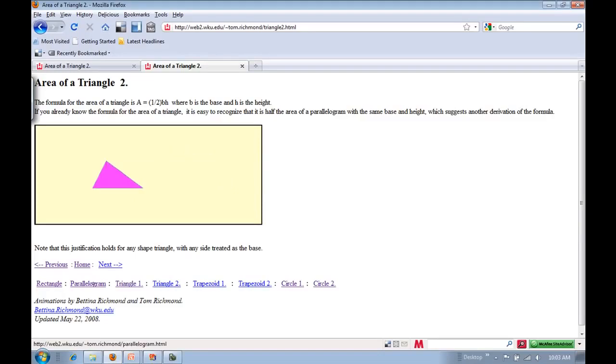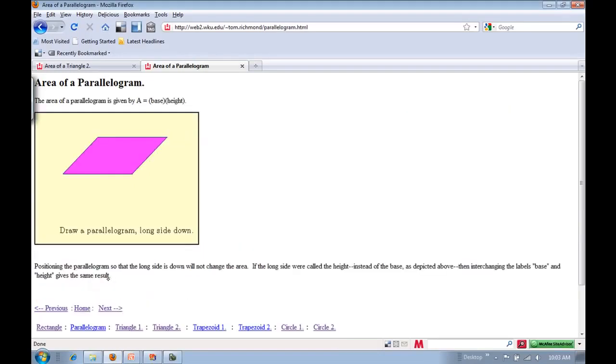Let's go ahead and take a look at the parallelogram also. So what we do is we draw an altitude, creating a triangle, and then we move this triangle over to the right side, and you can see now it has the same area as a rectangle, and the area would be base times height, the same as a rectangle, even though we use length times width.